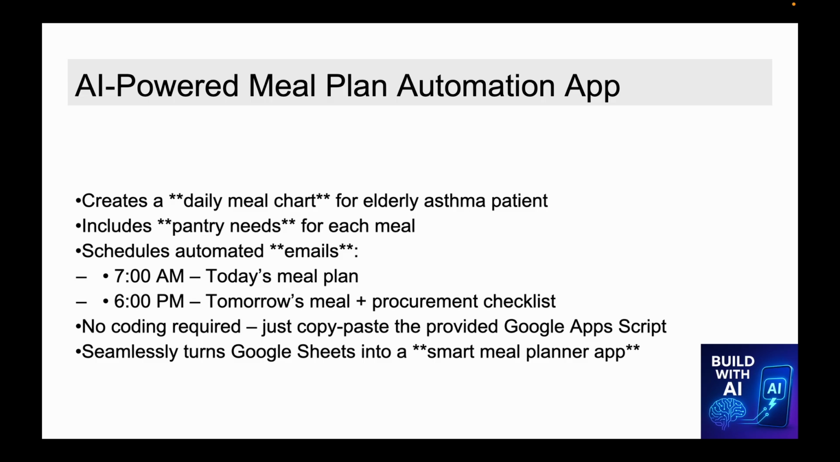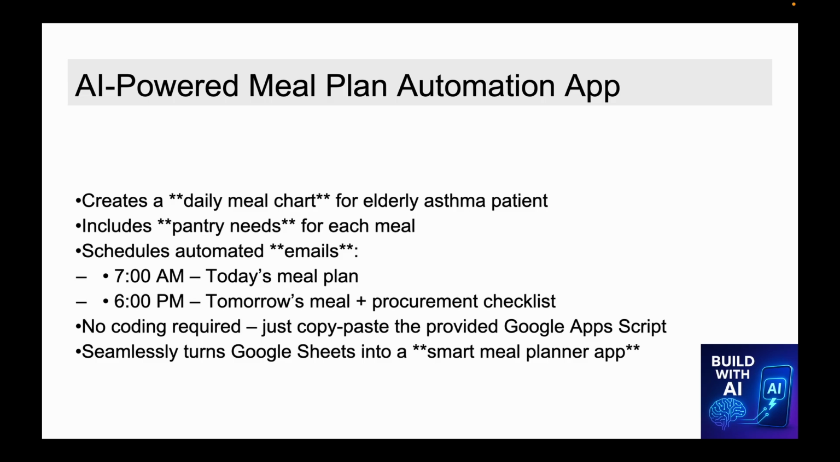We are going to build this for an elderly asthma patient, for whom we will create a daily meal chart. This daily meal chart will have the schedule for the morning, then afternoon, then the evening breakfast, and then the night dinner. All these schedules we are going to build. First, we are going to create a sheet, and then from the sheet we are going to push the schedule for tomorrow and today automatically.